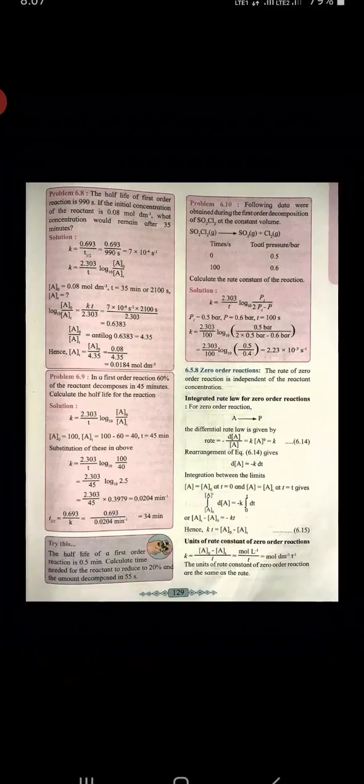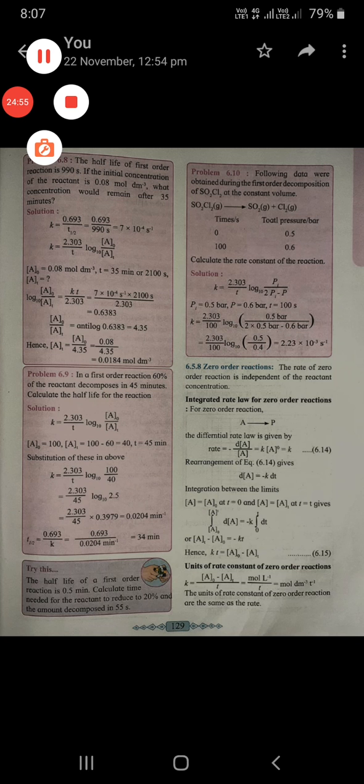Okay, so these are the examples based on the integrated rate law equation. Okay, thank you.